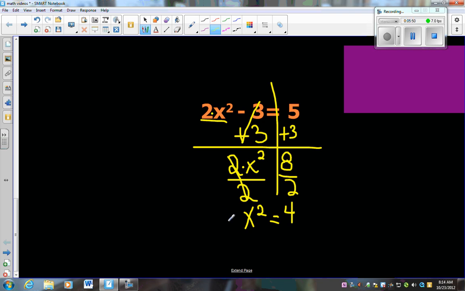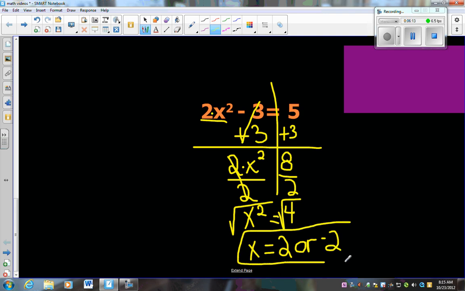Now I use that last step that we've been talking about, taking the square root as the inverse operation to squaring something. And that leaves me with an x all by itself. And the square root of 4 is 2. 2 times 2 gives me 4, or negative 2. So my solution to my equation is 2 or negative 2. Of course, this time I also have to check it out.